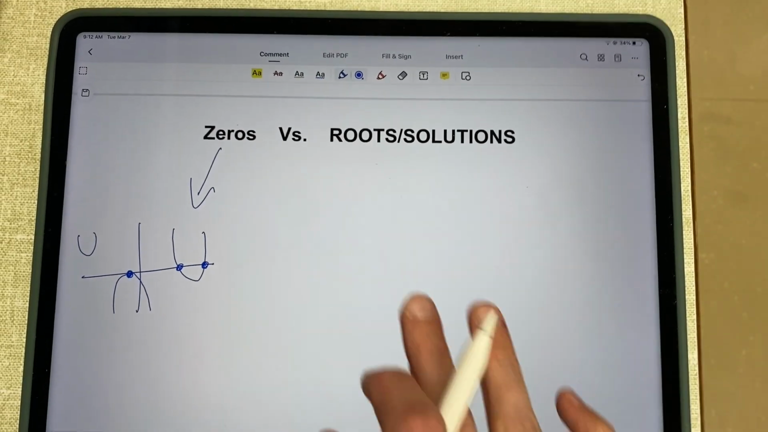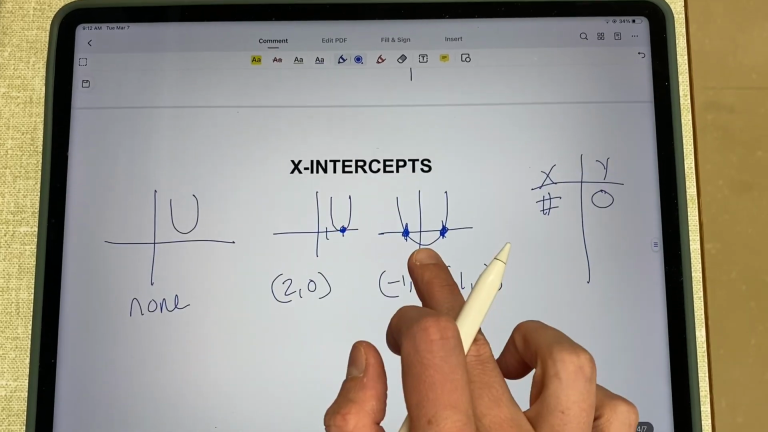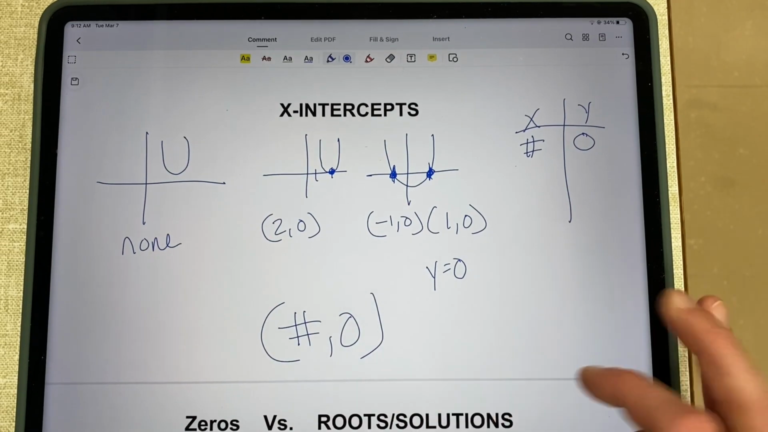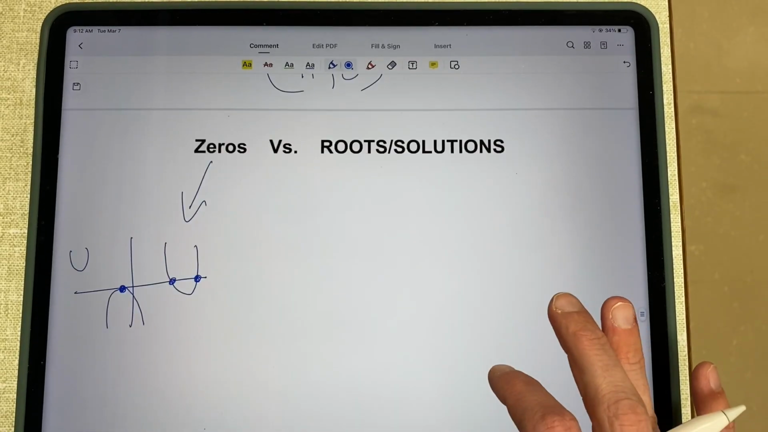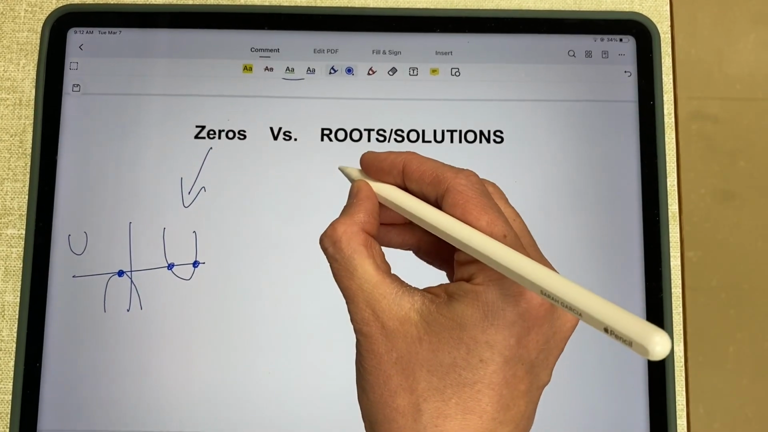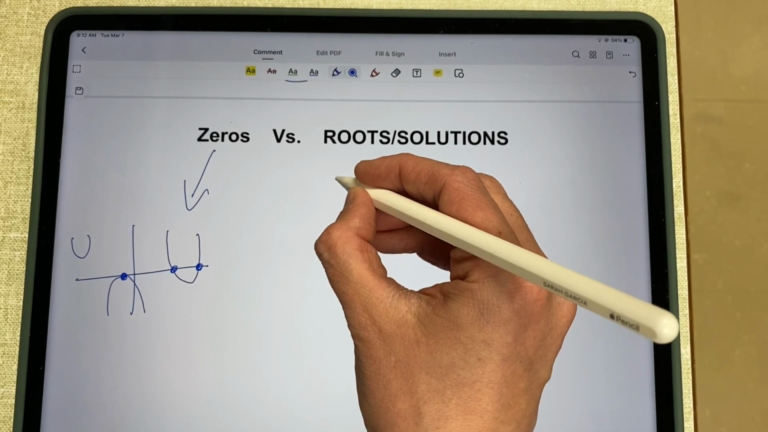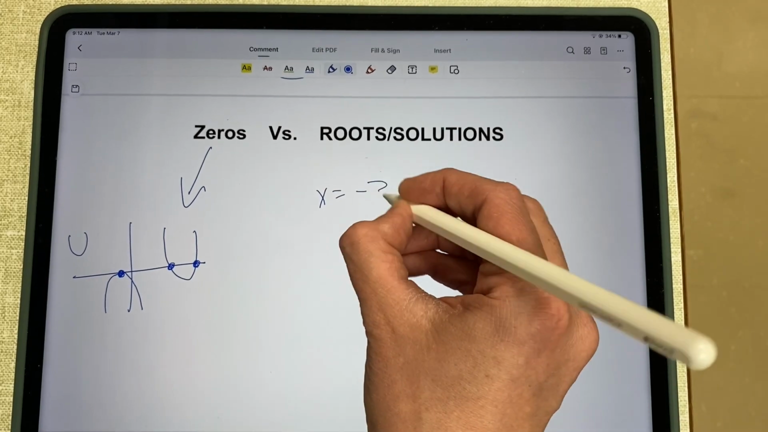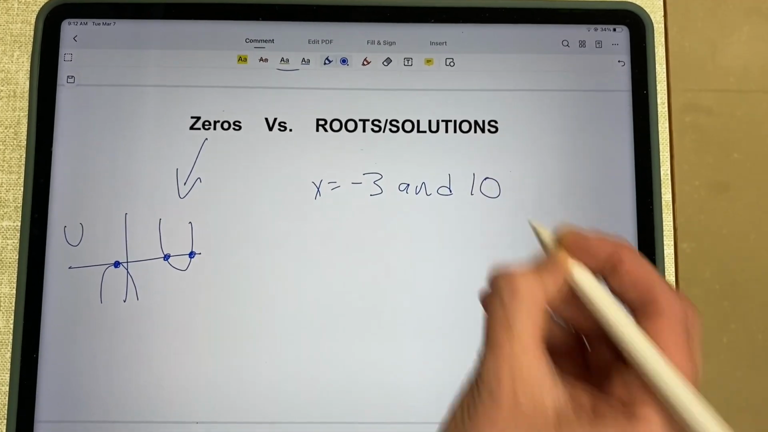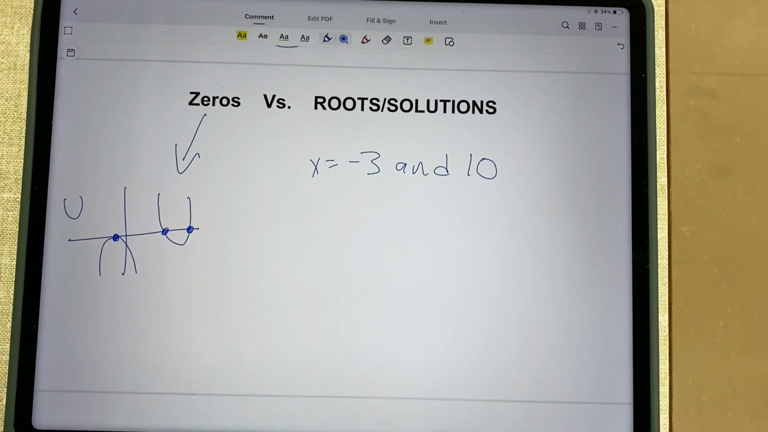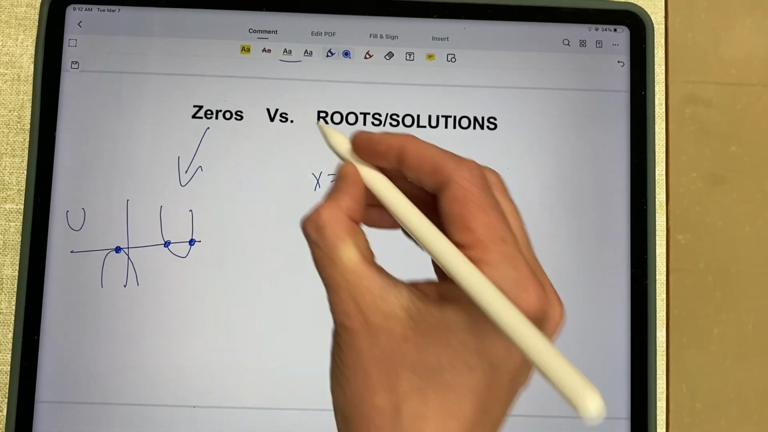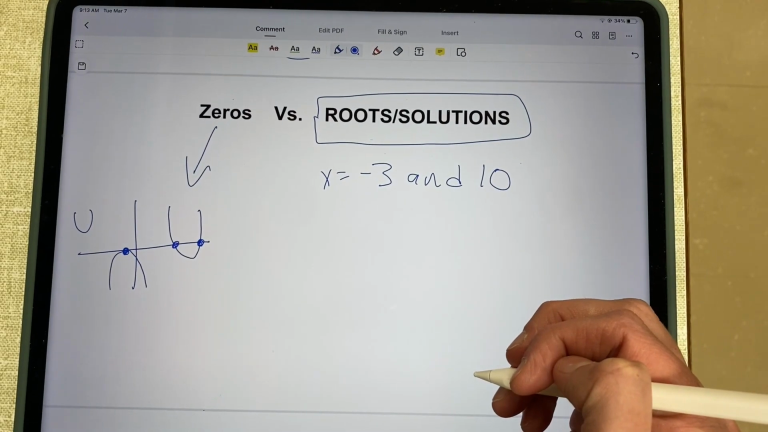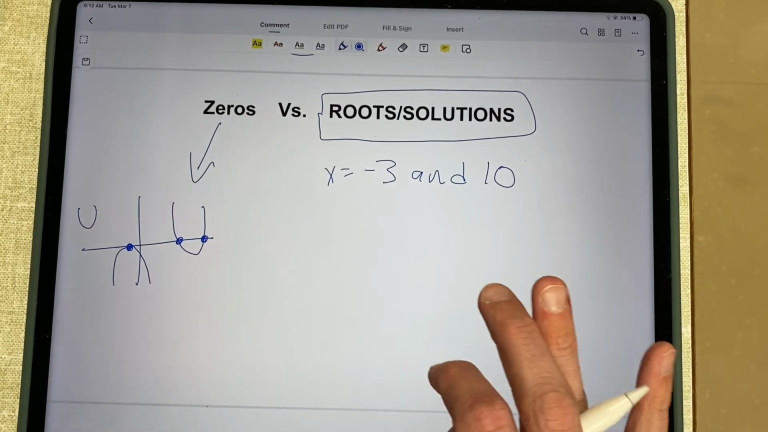Okay, unlike x-intercepts, where you write it as an ordered pair, like a number, comma 0, on root 0 solutions, you just say the numbers. So if your x-intercepts are at -3 and 10, you would say x equals -3 and 10. You do not write them as an ordered pair. You just say where do they cross on the x-axis. So root, zeros, and solutions just mean where do they cross on the x-axis, and zeros means how many times.